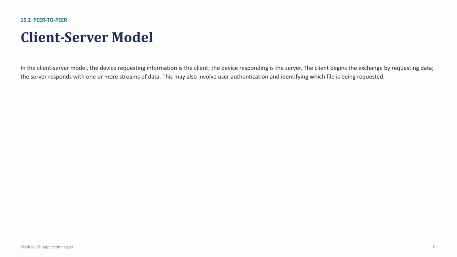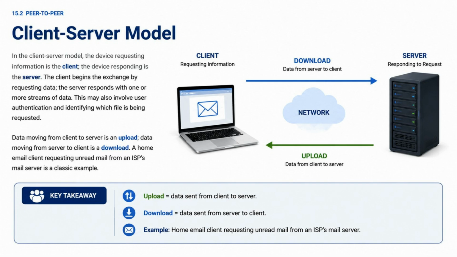all get their own deeper coverage as the module progresses. In the client-server model, the client requests, the server responds, and this may also involve authentication and identifying exactly what's being requested. Data moving client to server is an upload. Server to client is a download. Classic example on screen: a home email client requesting unread mail from an ISP's mail server.